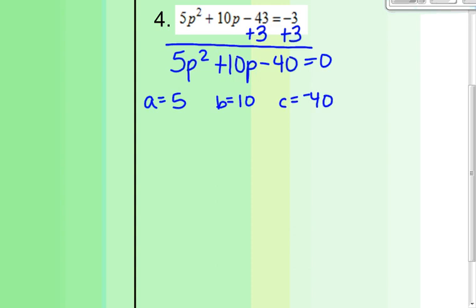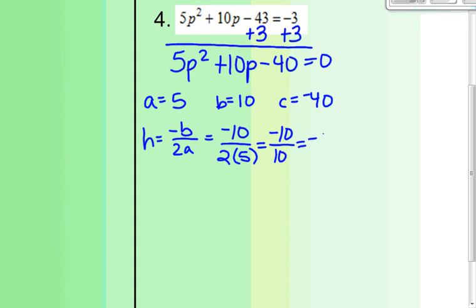All right, so I'm going to label a is 5, b is 10, and c is -40. Now, in order to solve by completing the square, I need to get this in vertex form. So I'm going to have to solve for h by doing -b over 2a. Well, b was 10, so we're going to do -10 over 2 times a, which is 5, which gives me -10 over 10, which when I divide gives me -1.